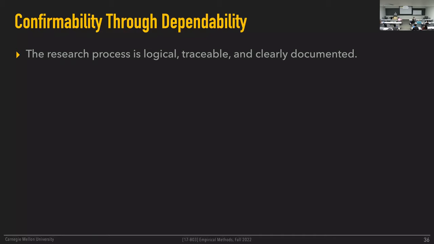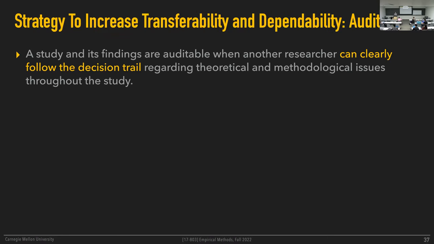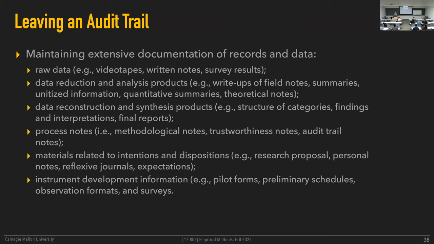And finally, dependability is about clearly documenting your research process and following a logical, rigorous, traceable process in doing all of this. We talked about audit trails. So here is a list of things to try to maintain throughout studies like these: the raw data itself, be it recordings of interviews or raw survey results or what have you, notes that you might have taken as part of this, all of the field notes and analytic memos and summaries and code books and all of those. There are various forms of that. These are lots of examples of the various things that might come up.